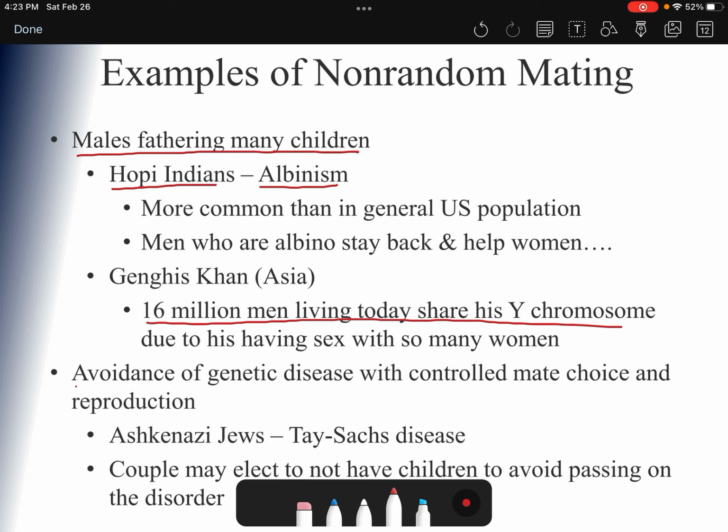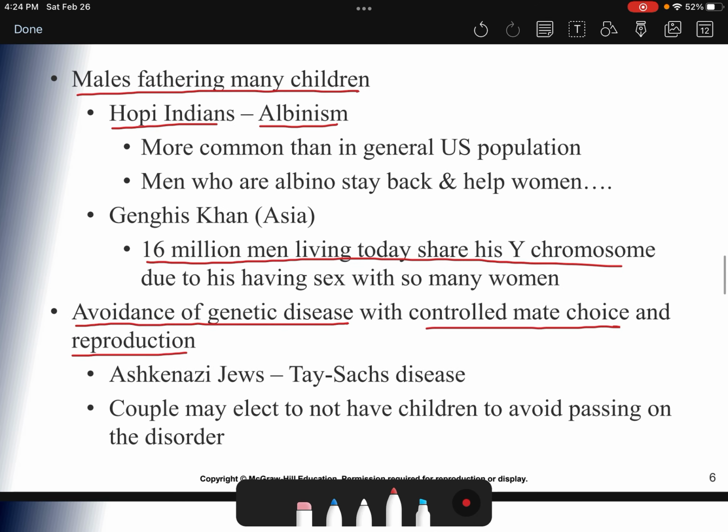Also, you can control reproduction by trying to avoid passing on a genetic disorder, by controlling either your mate choice or your reproduction. And so Ashkenazi Jews, because of their religion, a lot of them would tend to marry within their same religious background. But because of that, again, that concentrates the gene pool, and they tend to have certain genetic disorders that are a lot higher in frequency in their population than in the general population.